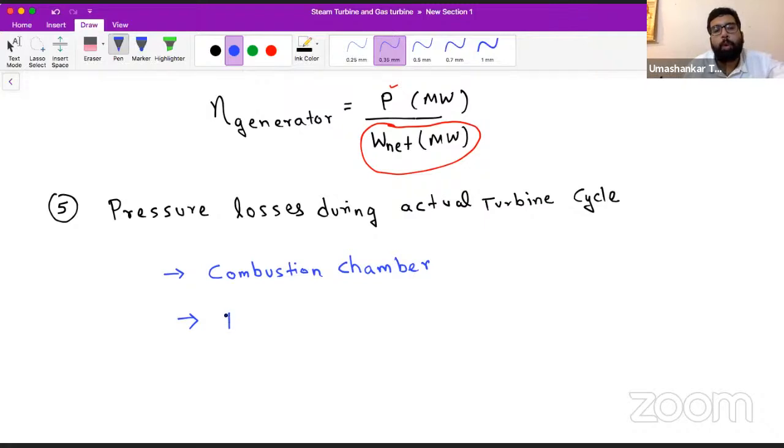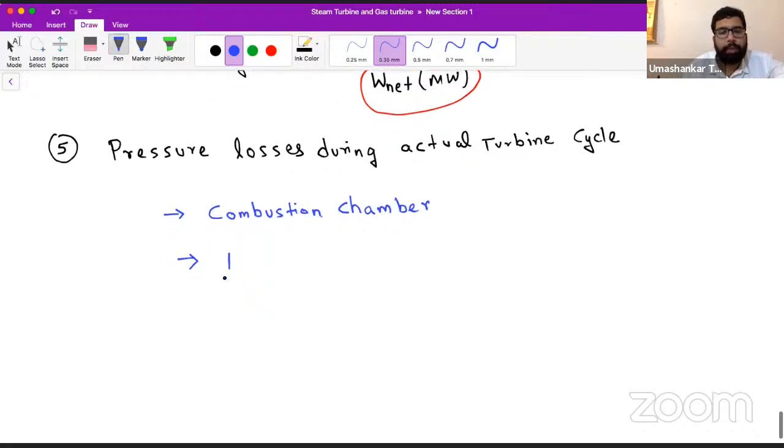I am talking about the open cycle here, not the closed cycle. In the closed cycle, the cooler is just placed to help us make the PV or TS diagram. That's it, nothing else. What else?